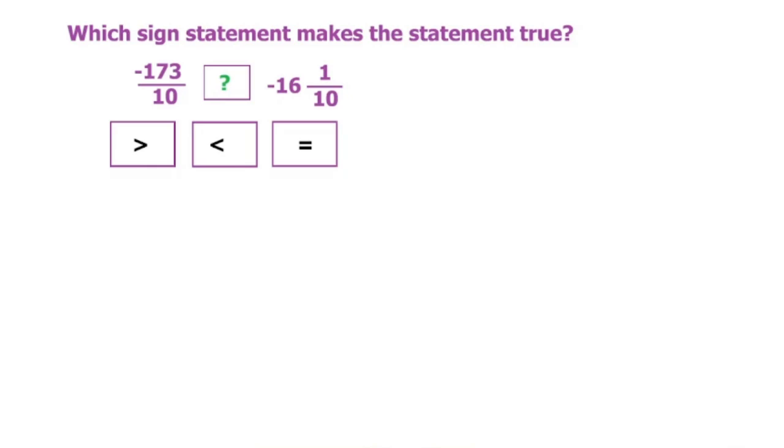In this video, I'm going to teach you some tricks on how to compare negative rational numbers. So if we have a problem like this that says, which sign statement makes the statement true? Here we have minus 173 over 10, and then we need to figure out if it's less than, greater than, or equal to negative 16 and 1/10. I'm going to teach you two methods on how to do this.